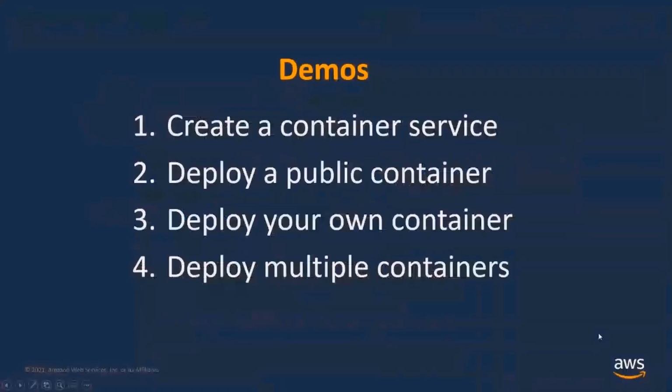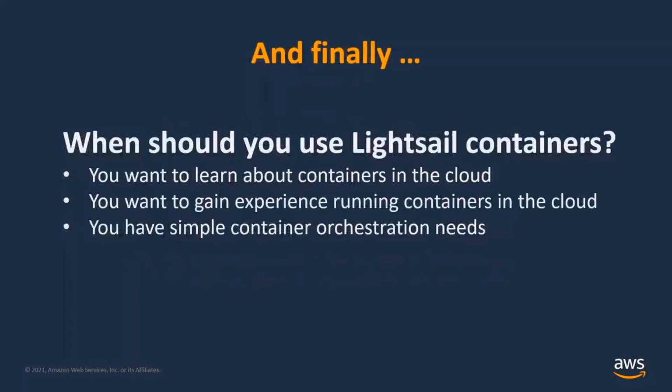So with that, I'll switch back to the presentation. We finished up the demonstrations. We've walked through creating a container service, deploying a public container, deploying your own container, and then deploying multiple containers. And I hope you've seen how easy and straightforward it is to do that. I'd like to close with some advice on how to choose when to use Lightsail containers versus other container services on AWS like EKS or ECS or Fargate or Beanstalk, for example.